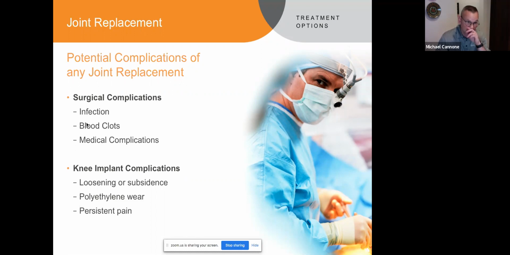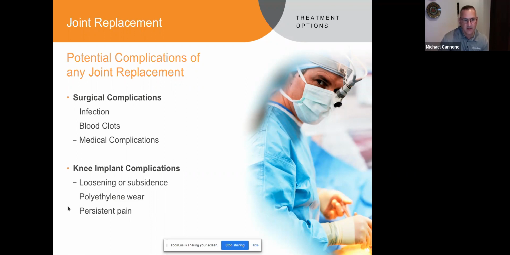I can't function the way that it is. And so we have to weigh the risks with the potential complications. Long term, what we see with implant complications is loosening or subsidence into the bone, polyethylene wear, and persistent pain. Persistent knee pain after joint replacement surgery is an issue.